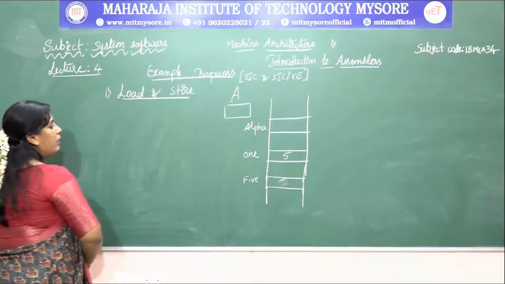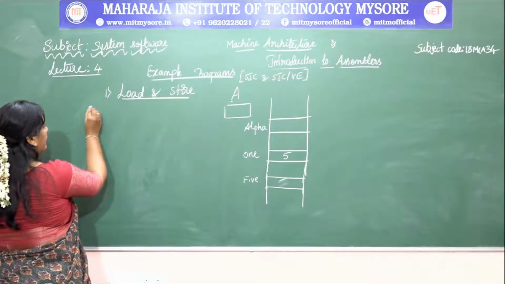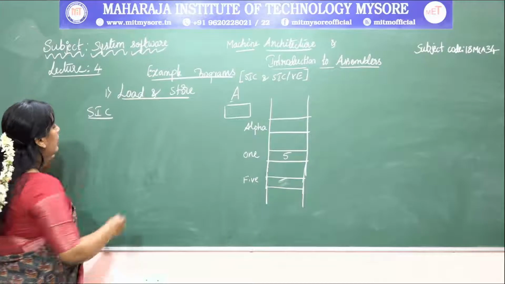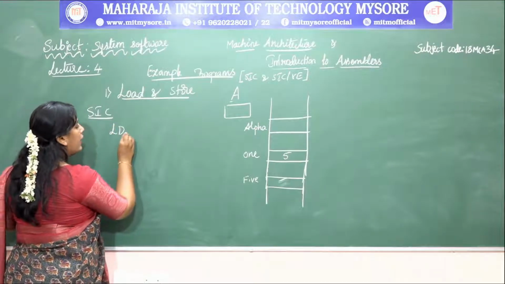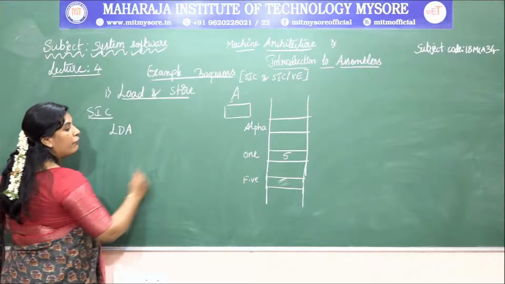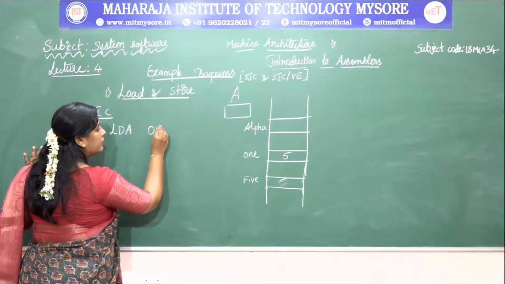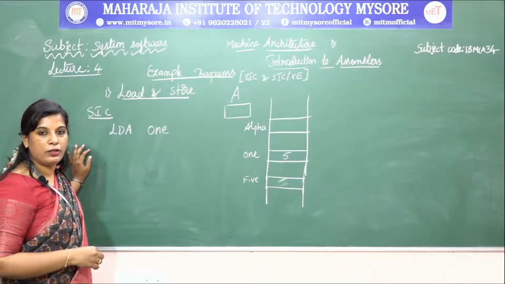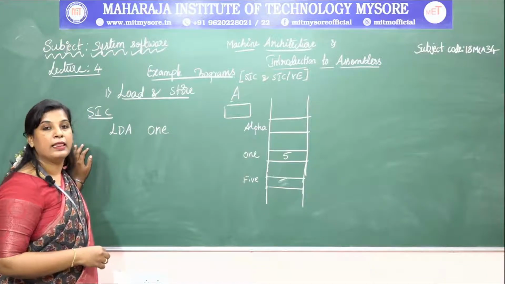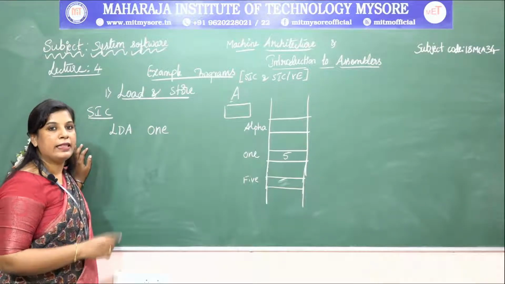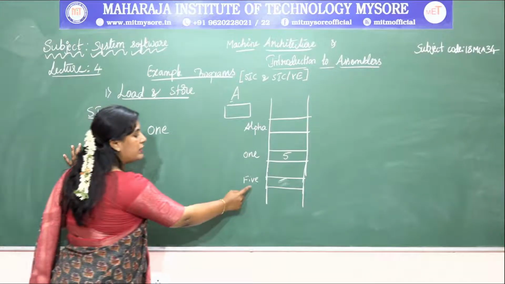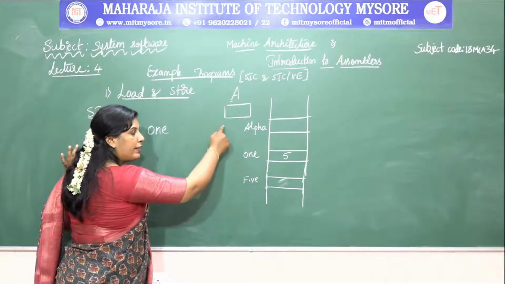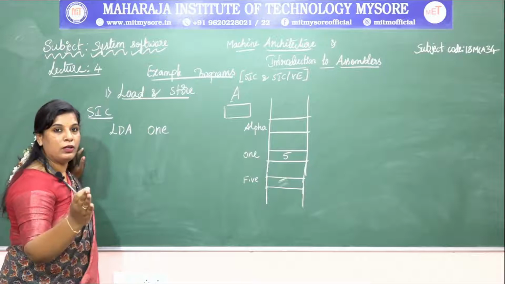In the SIC programming language, first we have to load the accumulator with the value present in memory location 1. Then I want to store the same value to another memory location, which is 5. Load is for moving from memory location to register, and store is from register to memory.